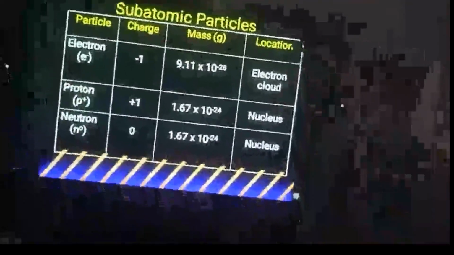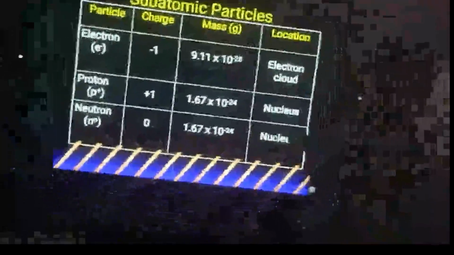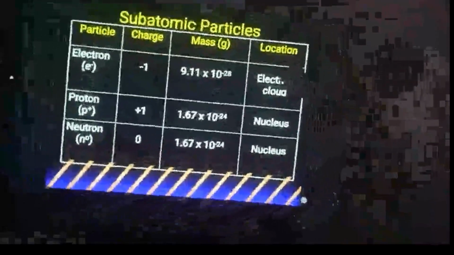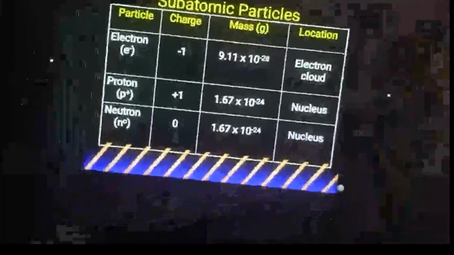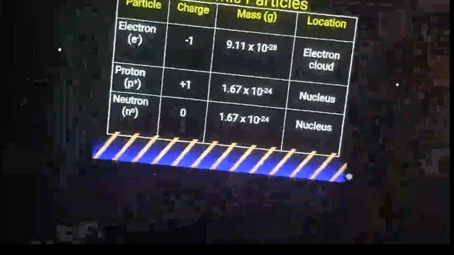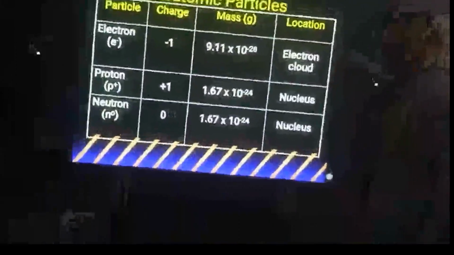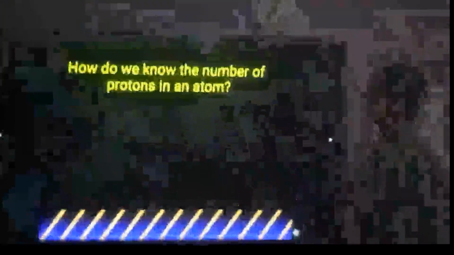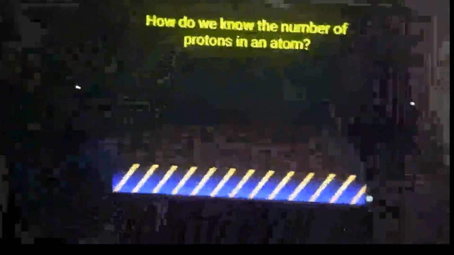When we consider the location of those subatomic particles, we can see the electron cloud. That means electrons are located in the electron cloud. We have already described that protons and neutrons are located inside the nucleus. In the next slide we are going to discuss some further, very important things.